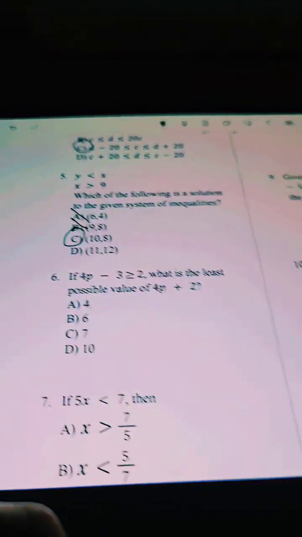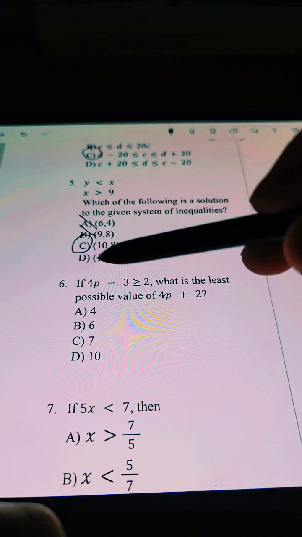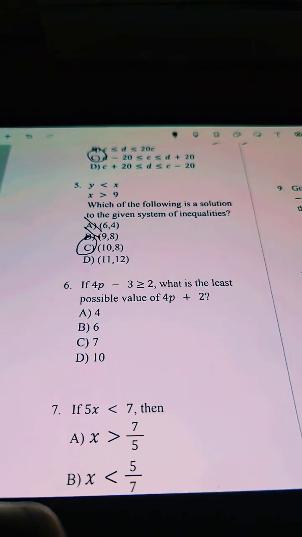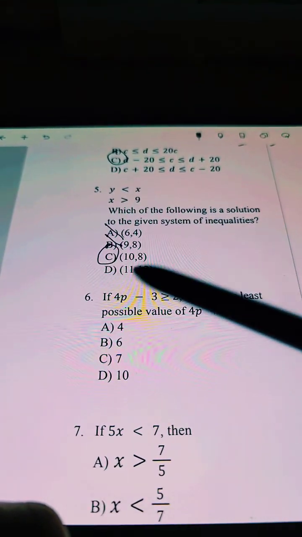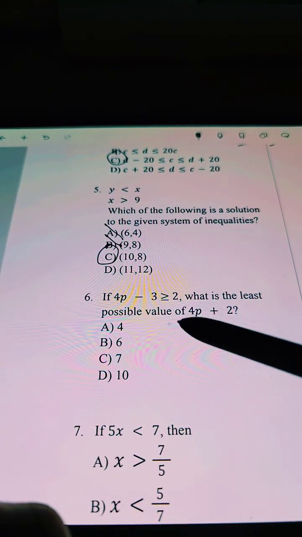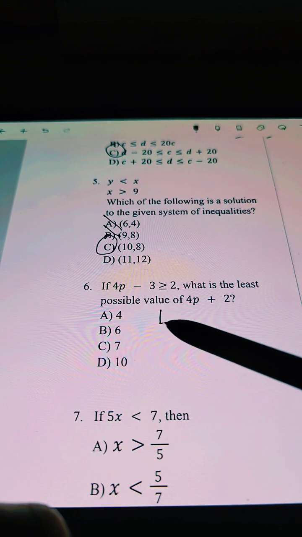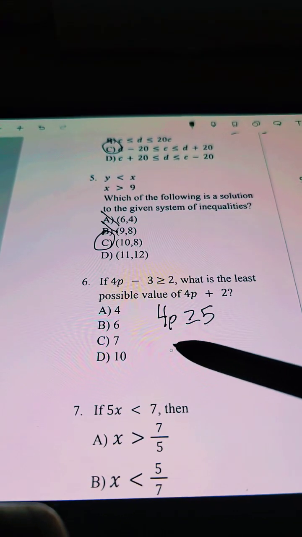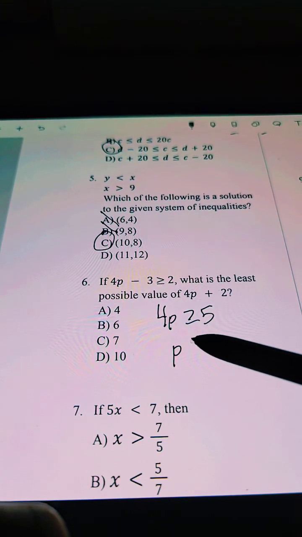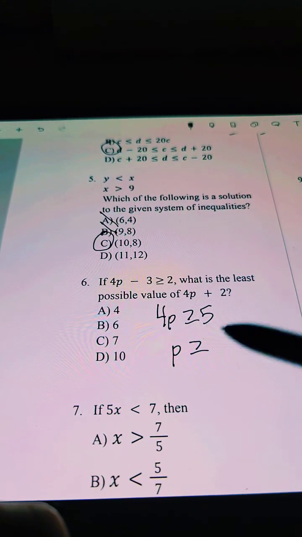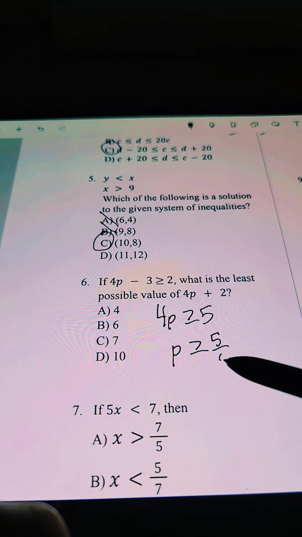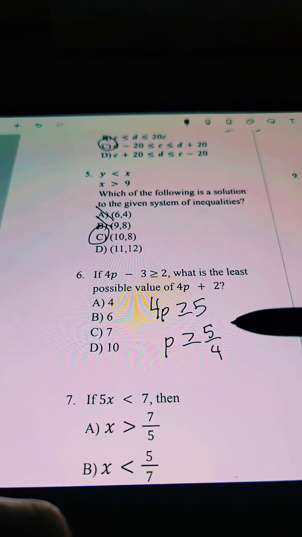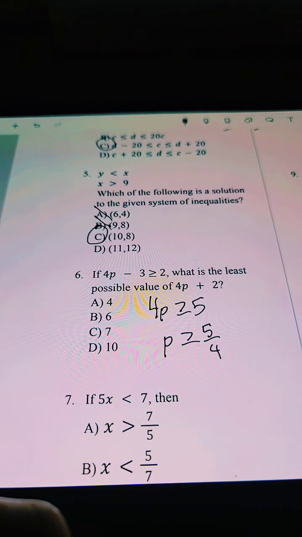So let's continue. So for number 6, we have this. What is the least possible value of 4p plus 2? So first, let's solve for p. So I'm going to add 3 to each side. So then I'm going to get 4p is greater than or equal to 5. Then I'm going to divide by 4 on each side. So then I'm going to get p is greater than or equal to 5/4. So basically, p can be equal to 5/4 or it can be a value that's greater than 5/4.